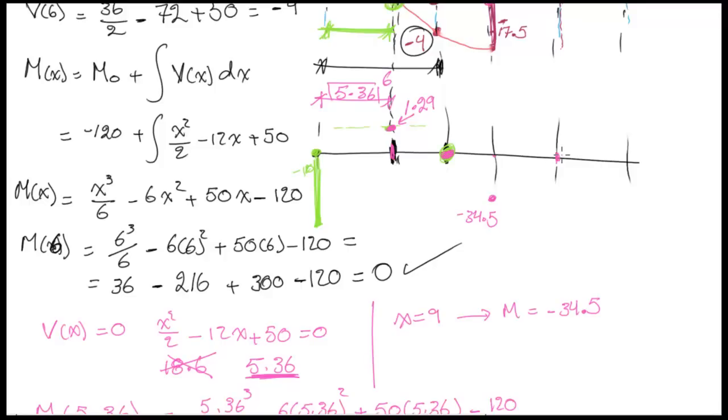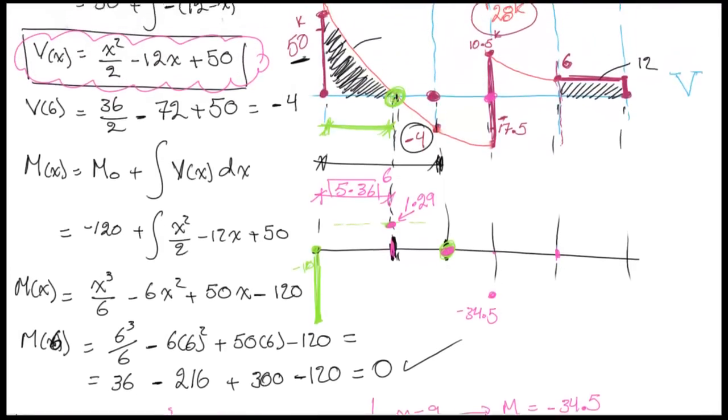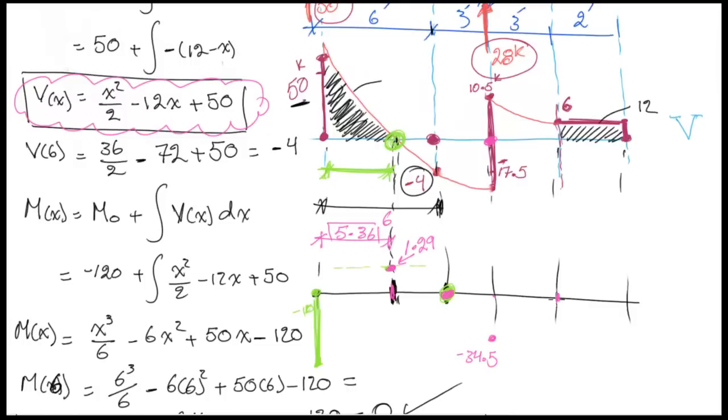This one is easy. You don't need to do any equations. You just look back. The moment at this point is the area of the shear diagram from here all the way to here. So the moment here is basically 6 times 2, which is 12. But remember, at the free end the moment is 0, and you cannot have a positive 12 going up here, so it should be negative 12.